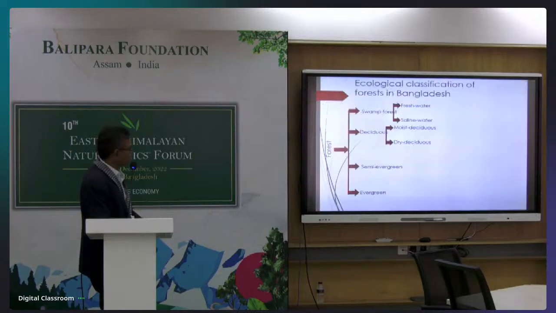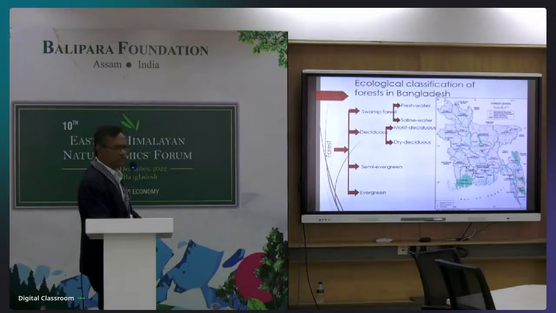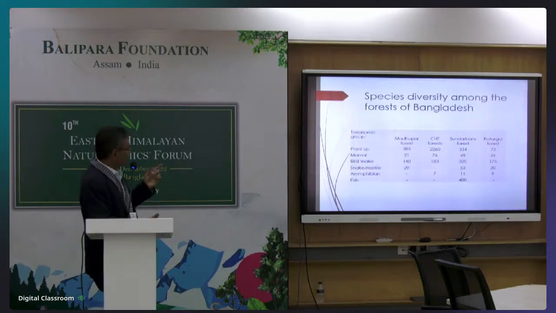And as you see, if we concentrate particularly on the forest of Bangladesh, then we see that at least 4 different forest types are seen here. We have evergreen forest patches and semi-evergreen forest patches, deciduous and swamp forest also. And we can also see different types of deciduous forest and different types of swamp forest.